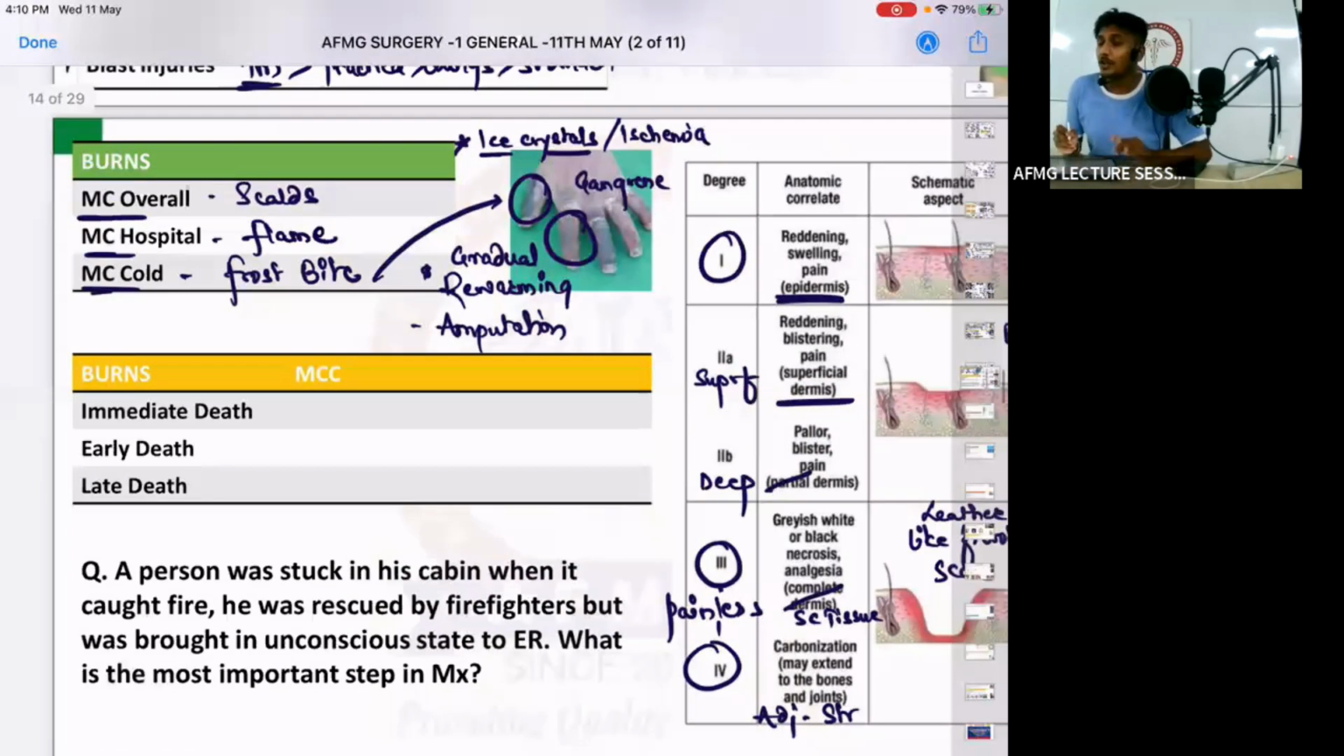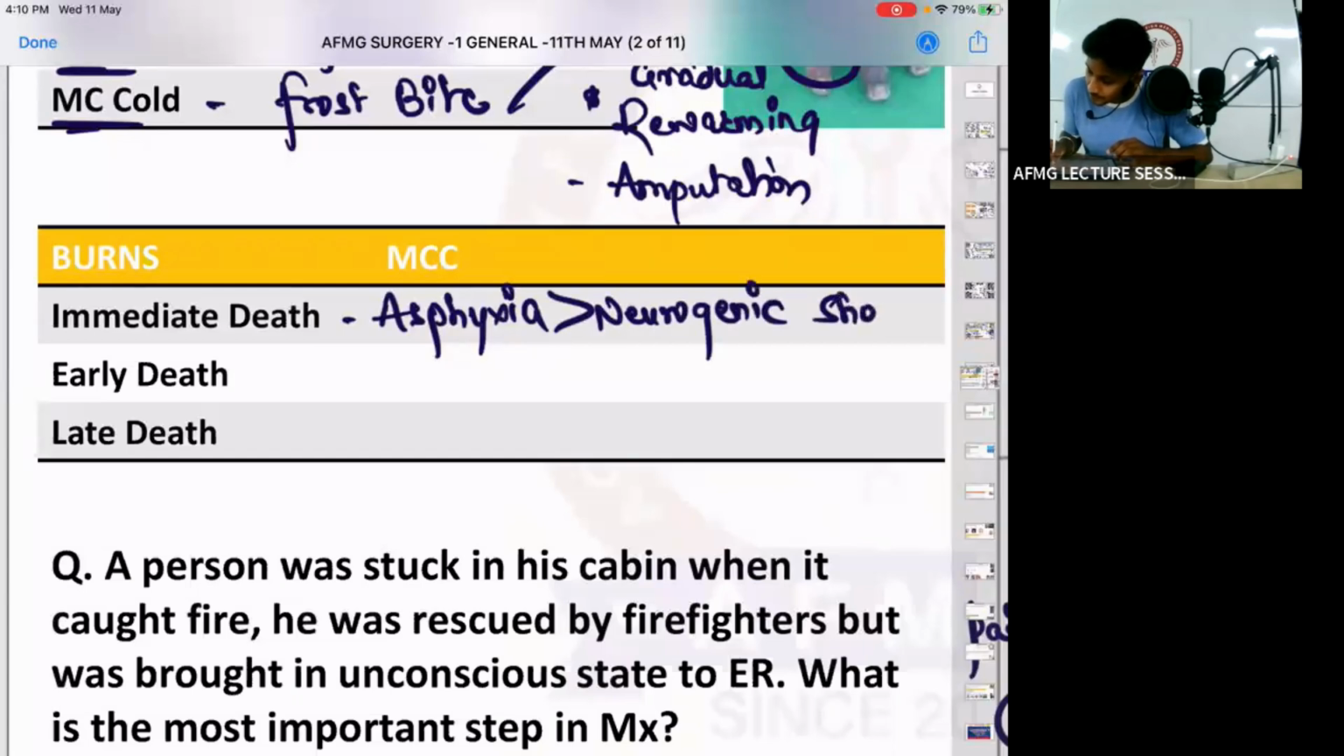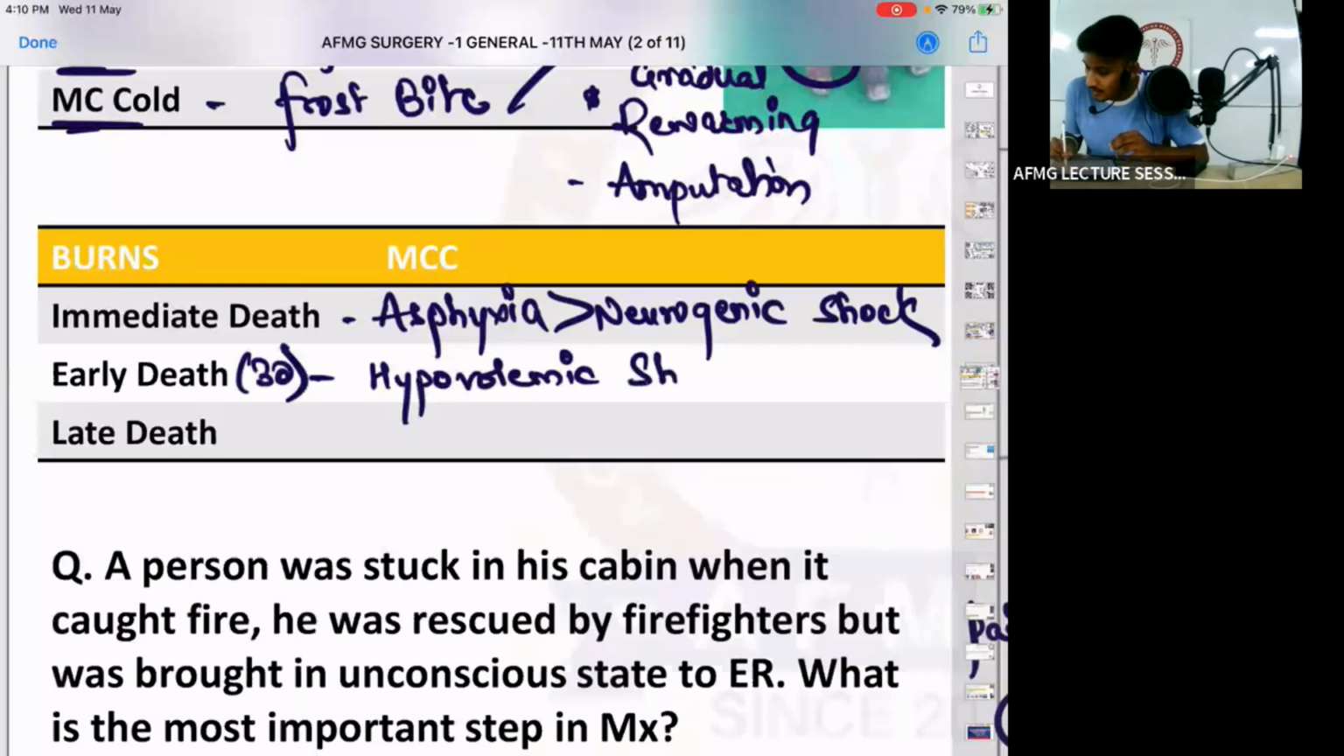Most common cause of immediate death in burns is, followed by neurogenic shock. Most common cause of early death in burns, that means within 3 days of burns, would be.